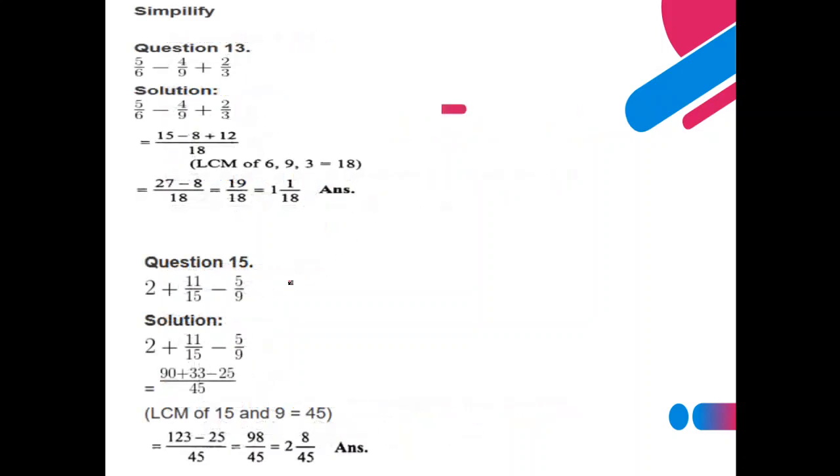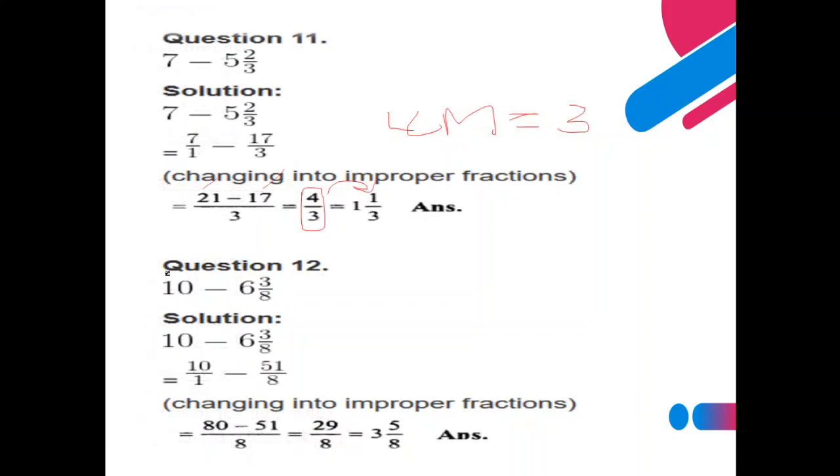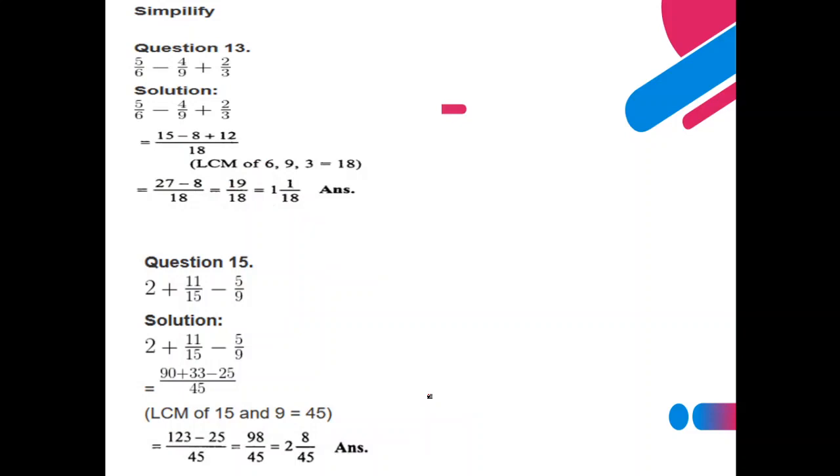Question number 12. 10 minus 6 3 by 8. So here also the same question. We have to write 10 in fraction form, and 6 3 by 8 we have to convert into an improper fraction and then solve, and finally our answer is 29 by 8. 29 by 8 is our improper fraction. We convert the answer into mixed fraction form, 3 5 by 8. Now next question is question number 13, that is simplify.